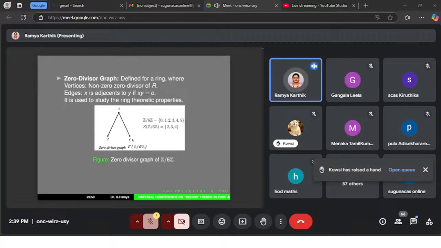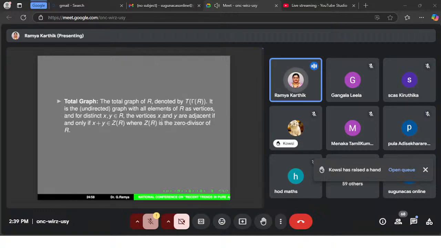Two vertices are adjacent if and only if the product of the two vertices equals 0. So consider 2 times 3, that is equal to 6, which is also 0. That is the adjacency between 2 and 3. Similarly, 3 times 4 equals 12, which also becomes 0. So that is the adjacency between 3 and 4. But unfortunately, the product of 2 and 4 is equal to 8, which is 2, so there is no adjacency between 2 and 4.